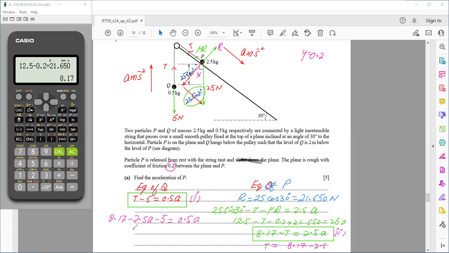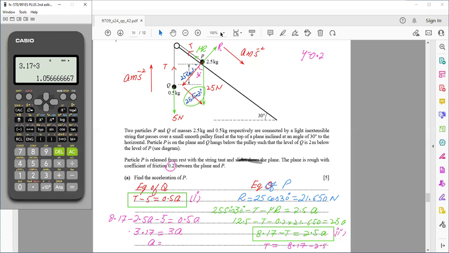Shift the terms of one side and the other terms to the other side. So 8.17 minus 5 becomes 3.17. And when you add 2.5 and 0.5, it becomes 3 times A. So for the value of A, use the calculator: 3.17 divided by 3. The answer will be 1.056.